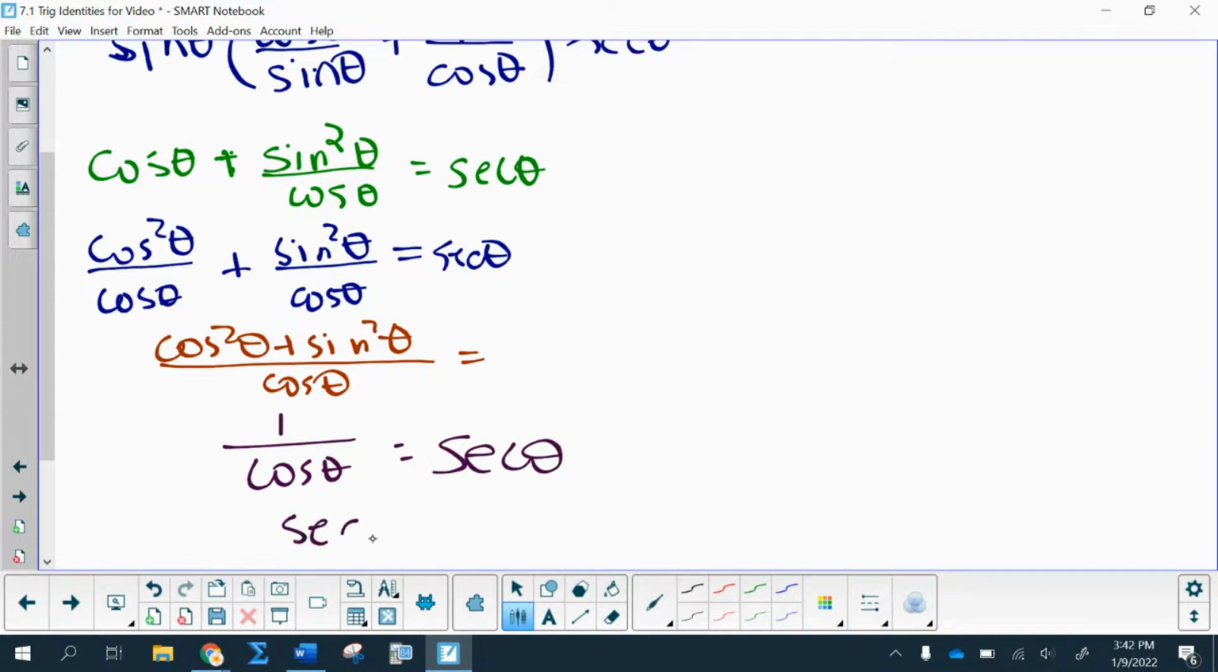Most of the time, especially when you do this reordering activity or you're following somebody else's procedure, it will go all the way down to the left is exactly equal to the right. So I get secant equals secant.